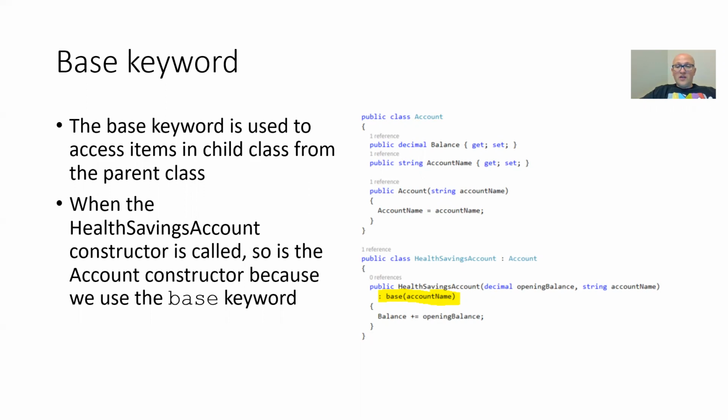So here, the health savings account constructor is called and it takes in an opening balance and an account name. All right, so you do my constructor's code and I say set the balance to the opening balance, and then after you've done that, call the account constructor and set the account name to the account name property in account. Okay, the base keyword is used to access functionality in the parent. It can be used to access constructors, or methods, or properties, or whatever you need.